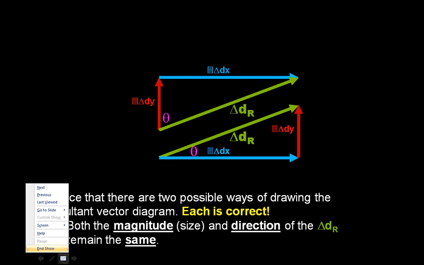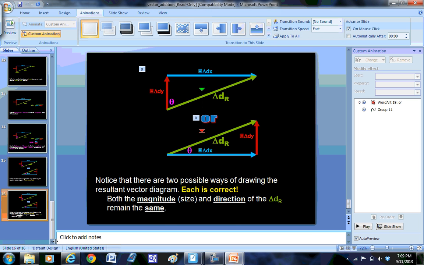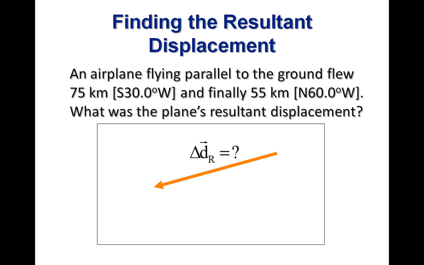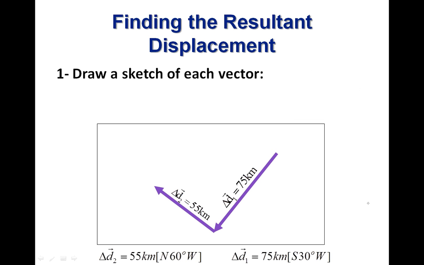So what we're now going to do is to look at a specific example. In this situation, I'm going to have an airplane flying 75 kilometers south 30 west and 55 kilometers north 60 to the west. So I'm going to draw a little sketch of each of these vectors. So the first vector is going southwest, and then the second vector is going northwest. And I'm going to try to figure out the resultant using the mathematical approach.